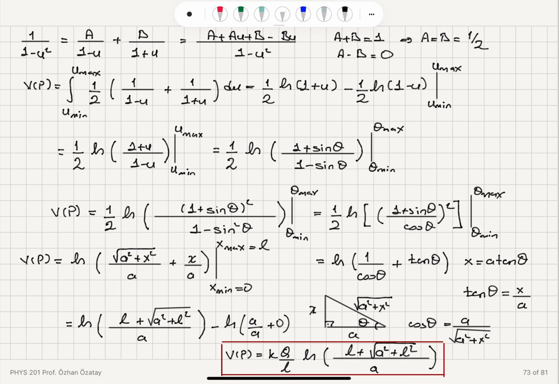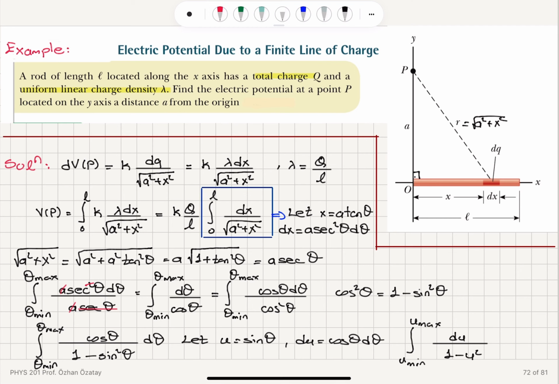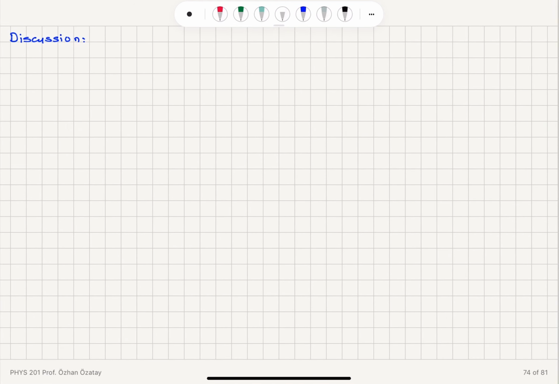Okay, so let's take this answer and have a discussion in the limit L is much less than a. So if L is much less than a, this should turn into a point charge, or a is much greater than L, so I'm very far away. So this looks like a point charge at a very far distance. So let's see if that works. If L is much less than a, we should have a point charge.